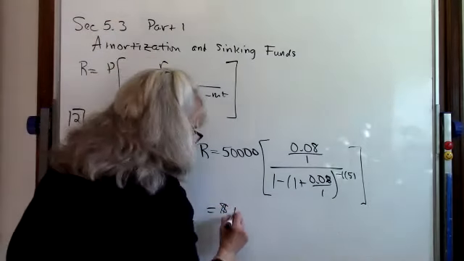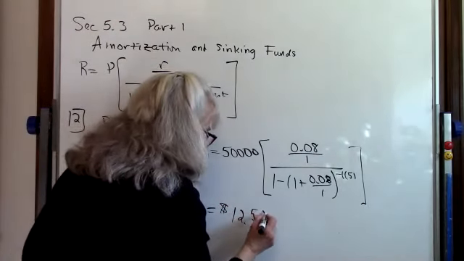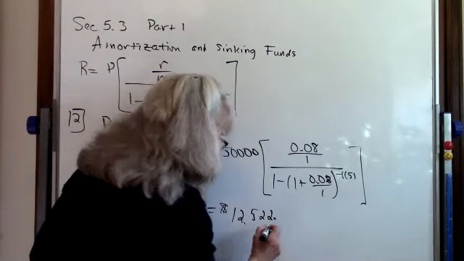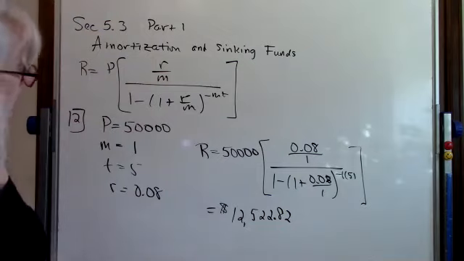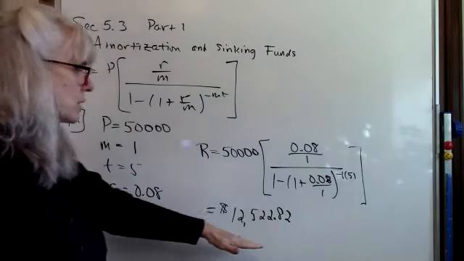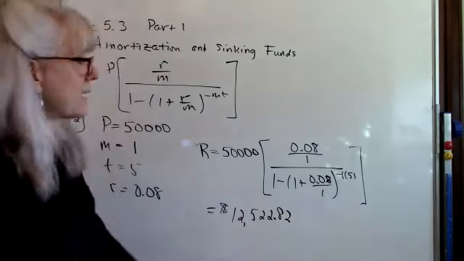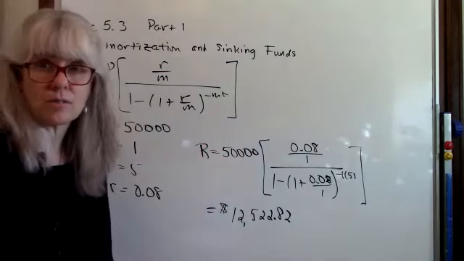So I calculate the answer is $12,522.82. So basically, at the end of each year, you're going to pay $12,522.82 on this loan, and after 5 years, you will have paid off that $50,000.